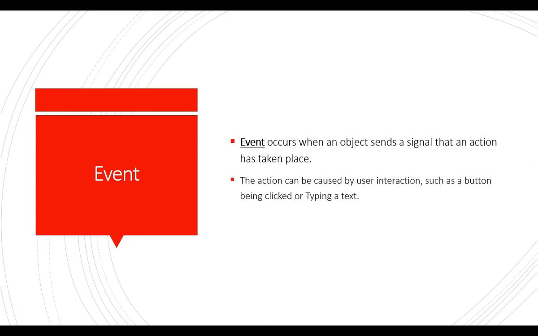Visual controls such as forms, buttons, and text boxes have events, and an event occurs when an object sends a signal that an action has taken place. This is usually caused by user interaction, such as a button being clicked or text being typed. There are several events available for a form, for buttons, text boxes, and other visual controls in Visual Studio. But for this particular slide, we'll be concentrating on the form events.